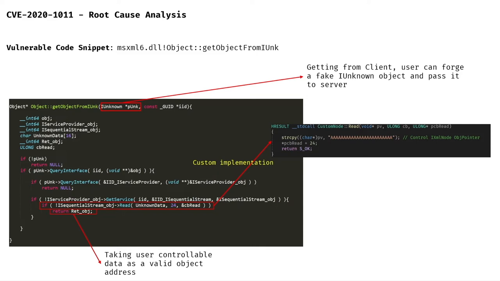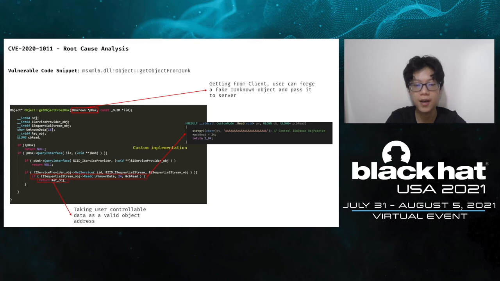This function will first take your input object and call QueryInterface with the input ID as a parameter. If that fails, this function will then call QueryInterface to get an IServiceProvider object. After that, it will call IServiceProvider.GetService to get an ISequentialStream object. And finally, we reach the vulnerable part. The Read function will copy 24 bytes of binary data into an unknown data array, and the last 8 bytes will be regarded as the return object address. And the Read function is implemented by the client, so the return object address is fully controllable by the attacker.